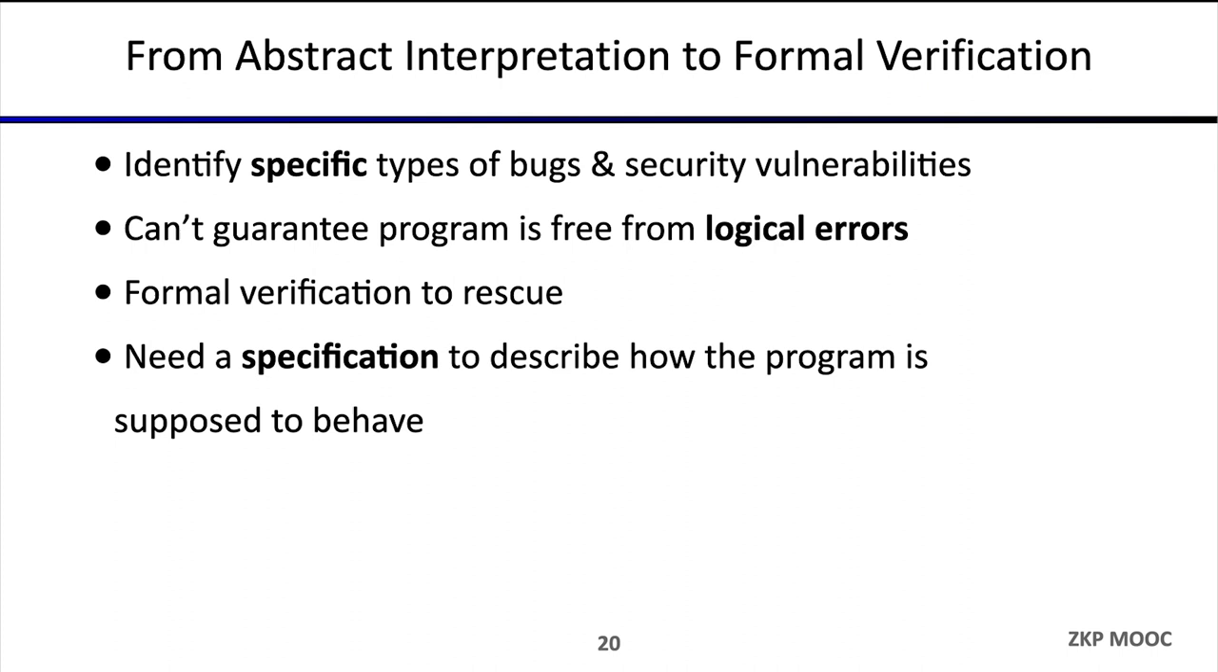Okay, so what does that mean? Meaning that, let's say you have a function that you want to compute, and you want to reason about whether your function actually computes your originally intended behavior. You cannot do that using abstract interpretation. That's where we need formal verification. However, to use formal verification, a prerequisite is to provide a formal specification to describe the intended behavior.